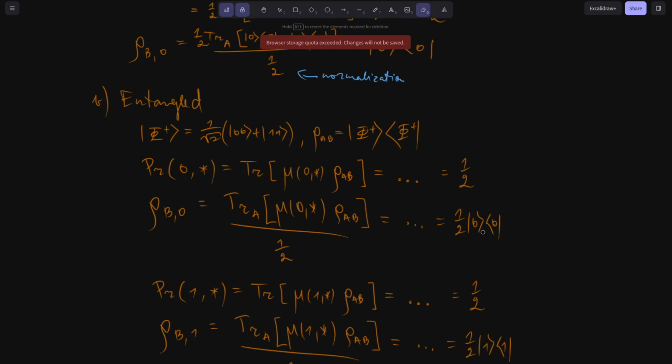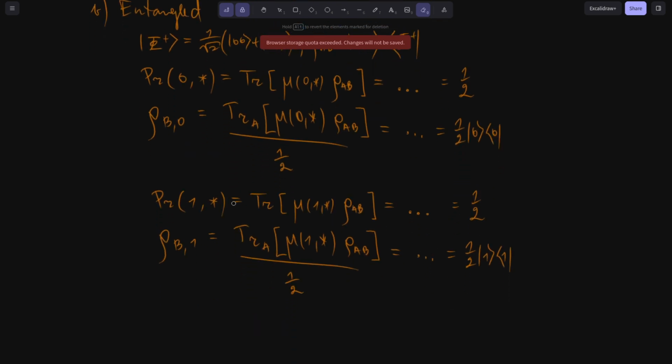And another example is for an entangled state. If we have an entangled state, again, we can measure only one subsystem. For example, we measure on A. The probability to get 0: again, we apply the measurement to the state, calculate its trace, and we get 1/2. Then we again apply the measurement to our state, calculate the partial trace, and we also normalize by dividing by the probability we calculated, and we get the state. This is the state of B after measuring A.